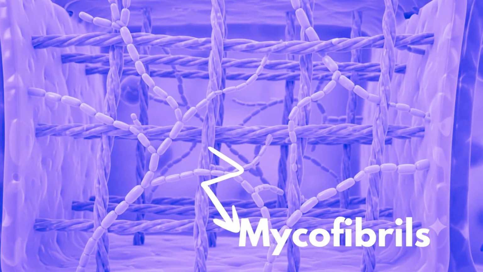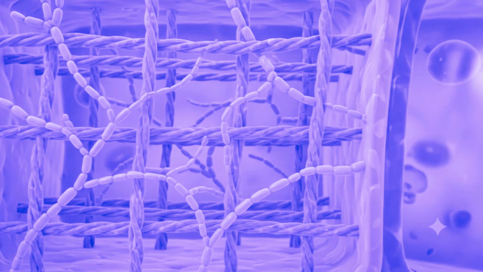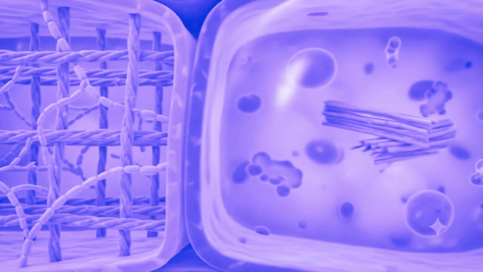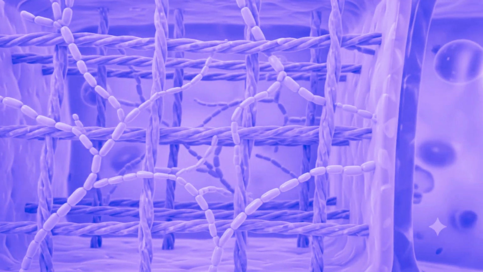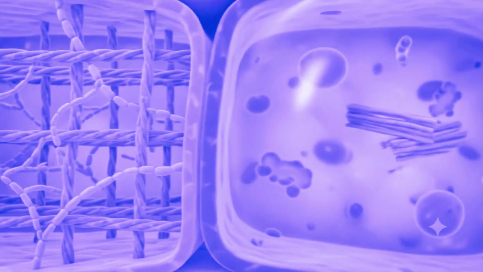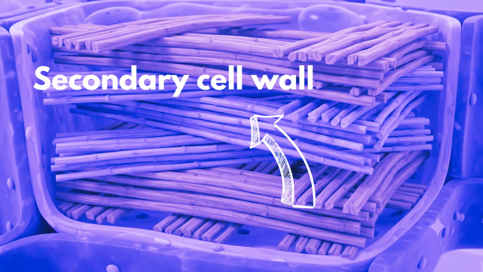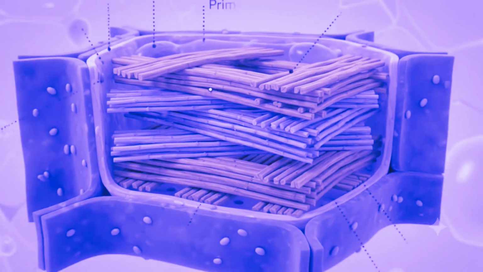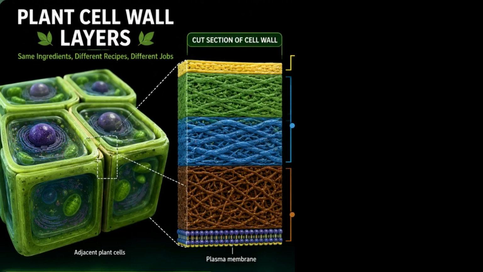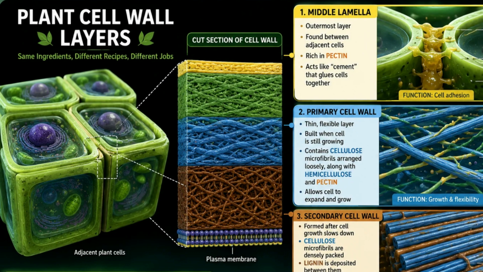Next, the primary cell wall, thin, flexible, and built while the cell is still growing. It's loaded with cellulose microfibrils, but loosely arranged, which gives it elasticity to expand as the cell develops. And finally, once growth slows down, some cells lay down a secondary cell wall beneath the primary. This is where cellulose packs in much more densely and lignin joins the mix. So the cell wall isn't just laid by chance. Each layer is really a different recipe of the same core ingredients built for a different job.